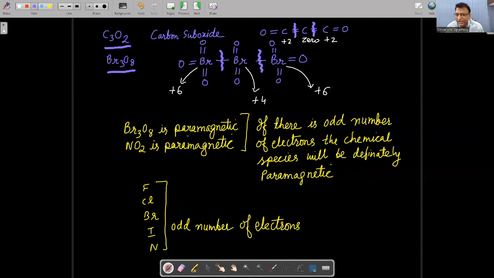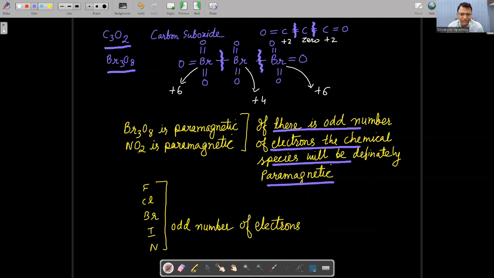Whenever we are calculating the total number of electrons, if the total number of electrons is odd, if there is an odd number of electrons in a chemical species, then we can definitely say that the chemical species will be paramagnetic. So here we know that fluorine, chlorine, bromine, iodine and nitrogen have an odd number of electrons. So if I count here BrO3, since the bromine atomic number is odd, if I multiply by 3 it is odd plus even, which is odd. So an odd number of electrons, so it will be paramagnetic.